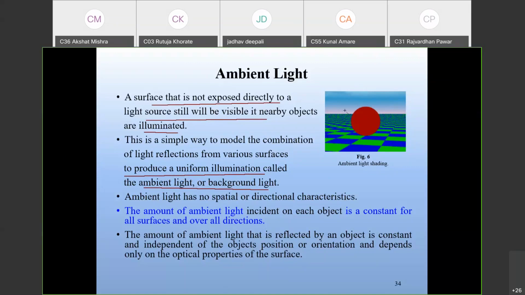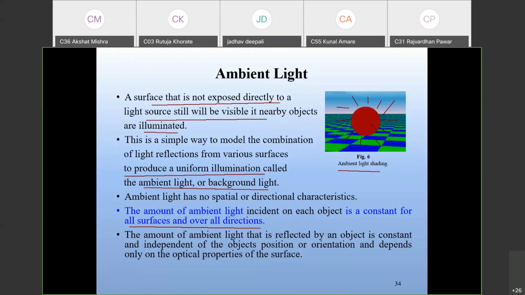You can observe ambient light in this picture. Ambient light has no spatial or directional characteristics. The amount of ambient light incident on each object is constant for all surfaces and in all directions. That means the amount of light incident on this surface is constant, does not change, and is the same over all directions. That's why these objects look the same in all directions.